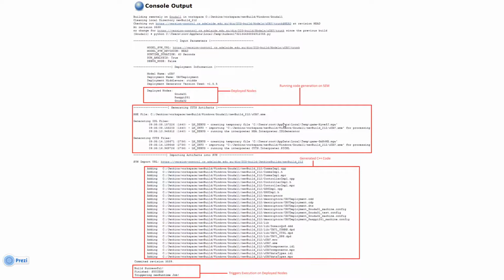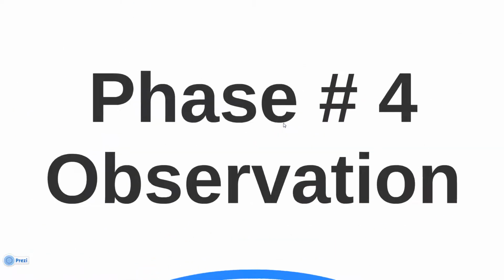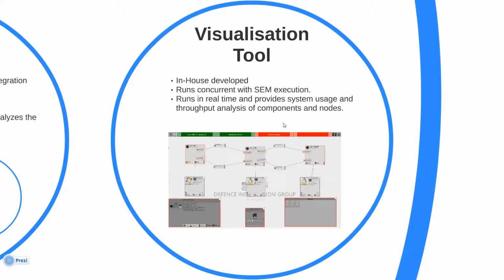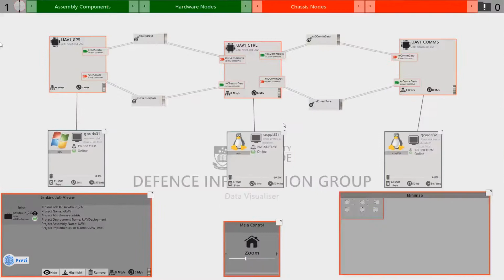The final phase is observation. The visualization tool has been developed to run on a Microsoft PixelSense table. It runs concurrently with the execution and provides real-time visualization of the SEM and underlying hardware testbed. It is able to monitor the network traffic, CPU and RAM utilization of each hardware node and software component involved in the deployment. Bottlenecks and hotspots can also be visualized.